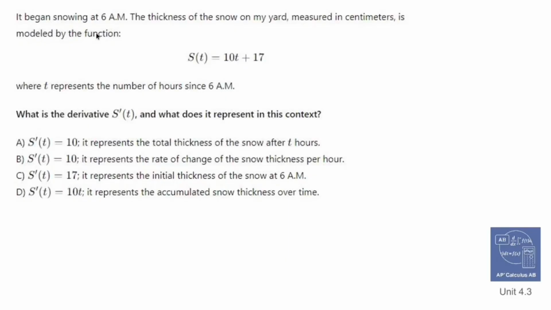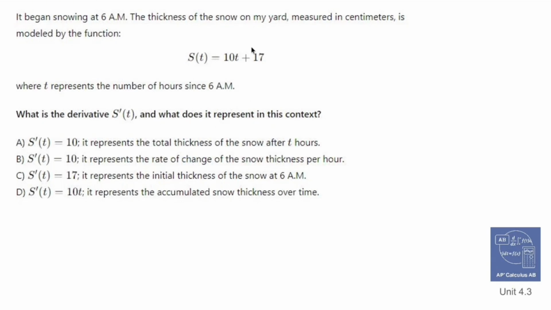It began snowing at 6 a.m. The thickness of the snow in my yard, measured in centimeters, is modeled by the function s of t equals 10t plus 17. It's going to be a lot of snow. t represents the number of hours since 6 a.m. What is the derivative s prime of t, and what does it represent in this context?